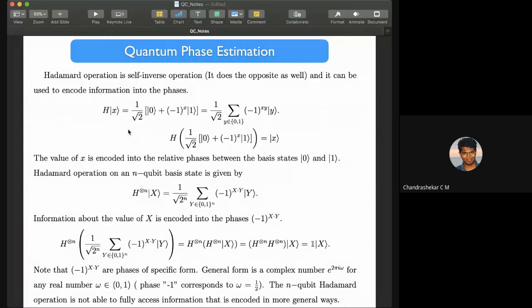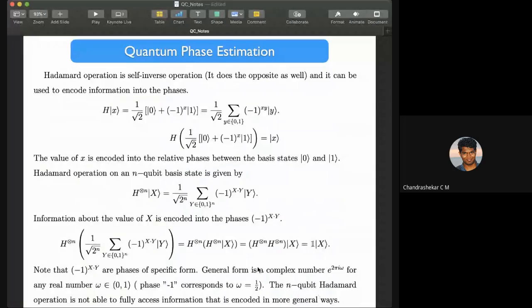Okay, so somebody asked this question, where was this term? Okay. So can you speak up and say what was the... So what does the last line mean? Okay, you mean telling the n qubit Hadamard operation is not able to fully access information? Is that what you mean? Yes. Okay.